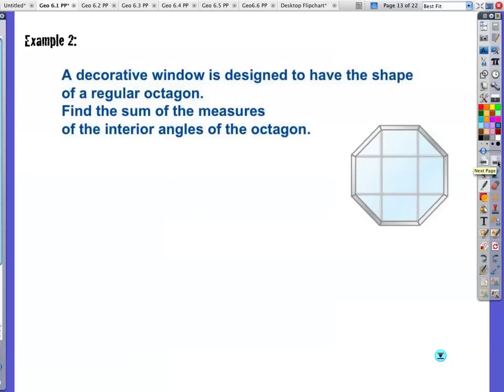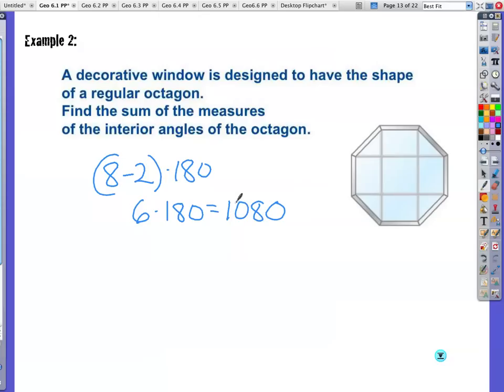Example 2, a decorative window is designed to have the shape of a regular octagon. I used to have a window like this in my house with even these nice little cross beams. Find the sum of the measures of the interior angles of the octagon. They're not asking me to find just one angle, they're saying find the sum of all of them. So I've got 8 sides, so I have 2 less triangles. Okay, and every triangle has 180 degrees. So 6 times 180 is 1,080. And that's the sum of all the interior angles.